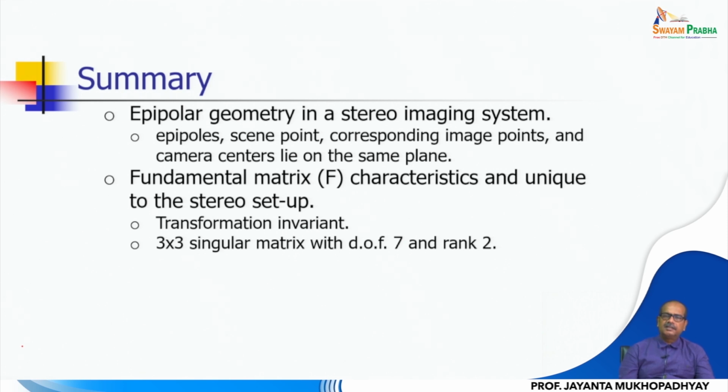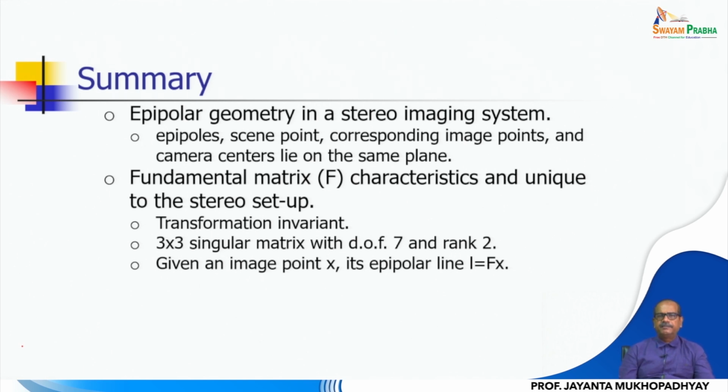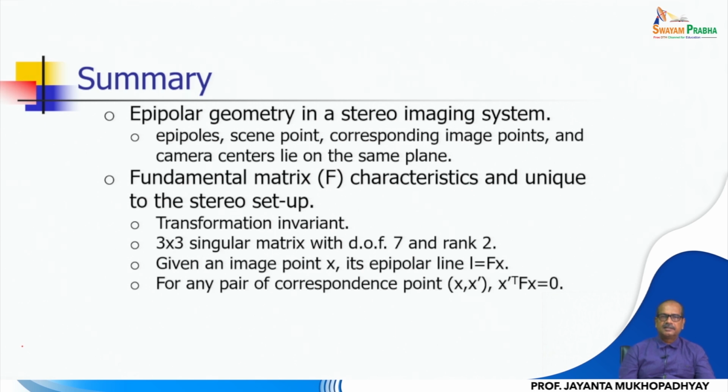Fundamental matrix is of the form of a 3 cross 3 matrix. It is singular, and its number of independent parameters is 7, and since it is singular, its rank is 2, less than 3. And the interpretation of fundamental matrix is that if I give you any image point x, then the epipolar line where the corresponding image point lies in the other image of the stereo is given by L equal to F into x.